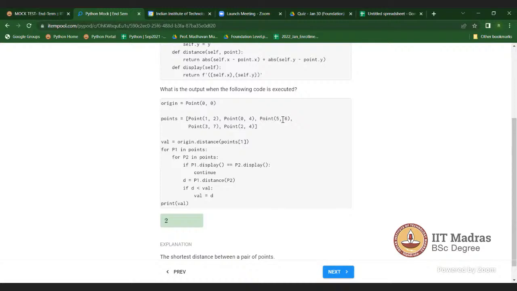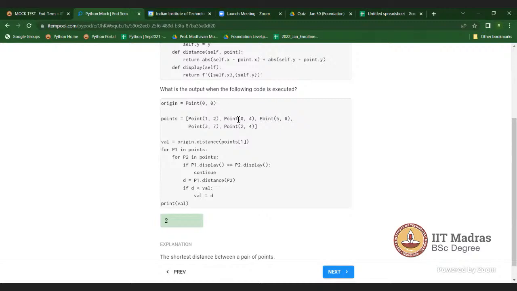After that, 1, 2 and 5, 6, the distance is greater than 3, so we need not check it. 1, 2 and 3, 7, it's greater than 3. 1, 2 and 2, 4, it is not less than 3, so our value will still be 3.